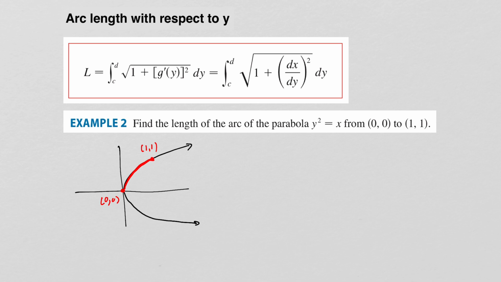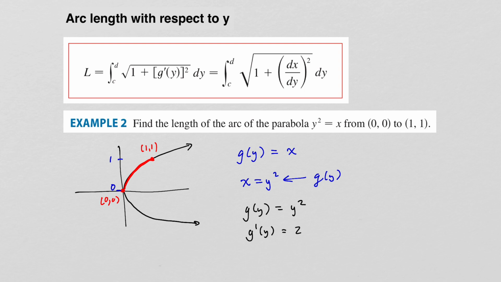So if I do that on the y-axis, our y limits are going to be 0 and 1. And then when I'm thinking of g of y, remember g of y is equal to x. So when we say x is equal to y squared, that is our g of y. So we get a little bit lucky here. If g of y is y squared, then g prime of y is simply 2y.